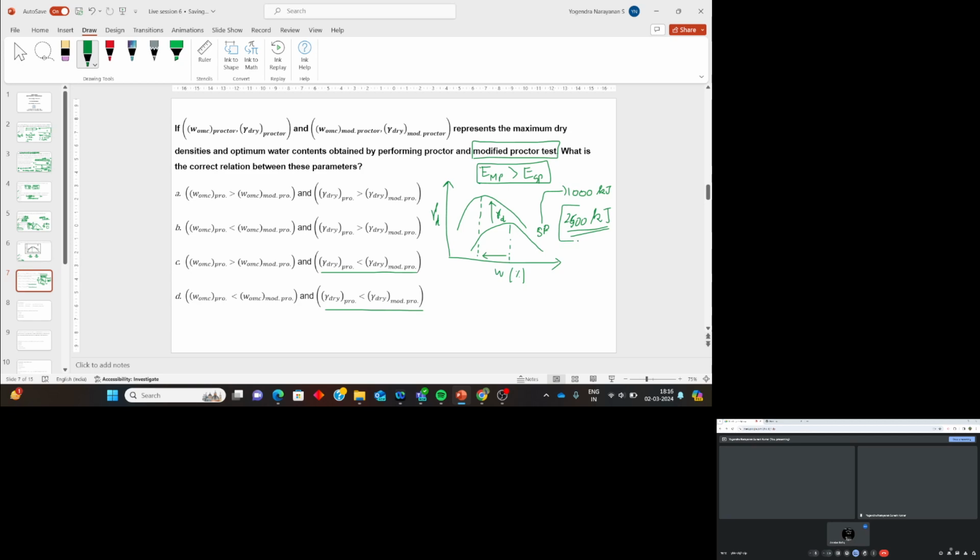When you apply this much energy, obviously the soil will compact more, so its density will be higher. The moisture content at which it attains the maximum dry density will also be lower. If you get gamma d max of standard Proctor at 10%, you will get gamma d max of modified Proctor at 5% or 6% itself. So option C is right.